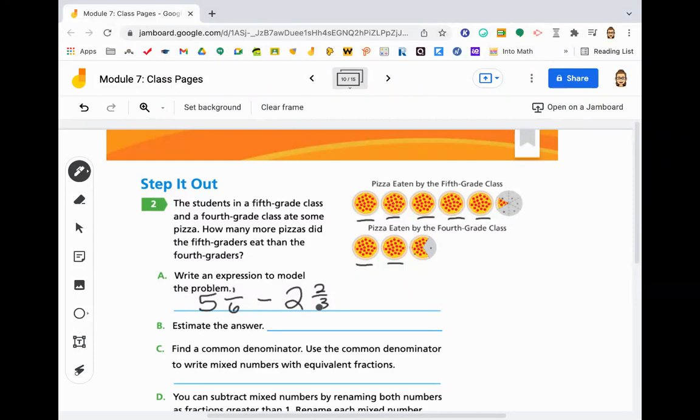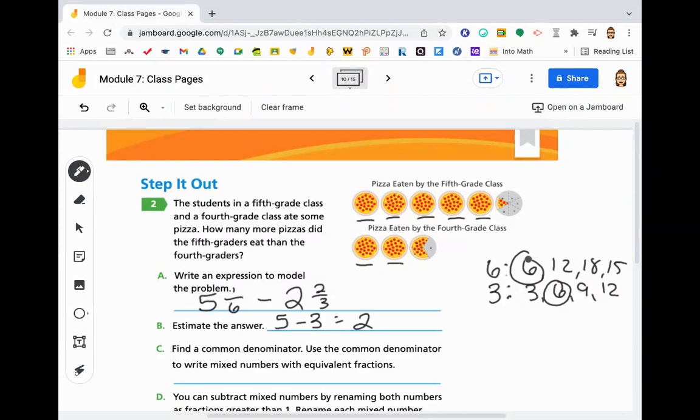So to estimate this, 5 and 1/6, so basically 5. And 2 2/3 is close to almost 3. So it'd equal about 2. So find a common denominator, use the common denominator to write mixed numbers with equivalent fractions. Well, we have 6 and we have 3. So we go 6, 12, 18, and 3, 6, 9, 12. So 6 is our least common denominator.